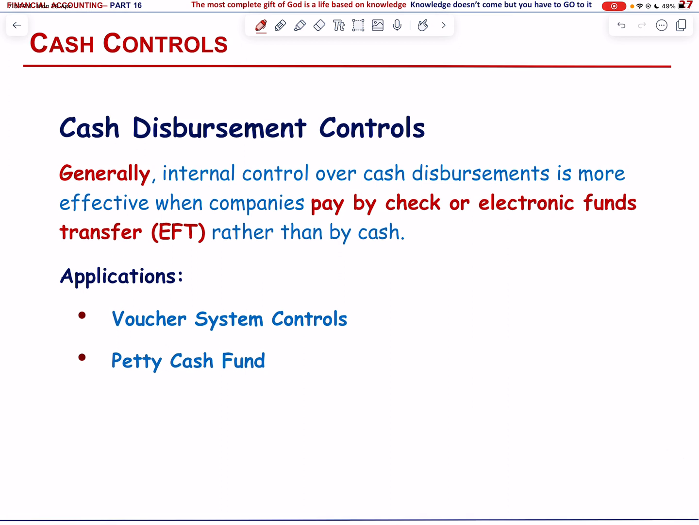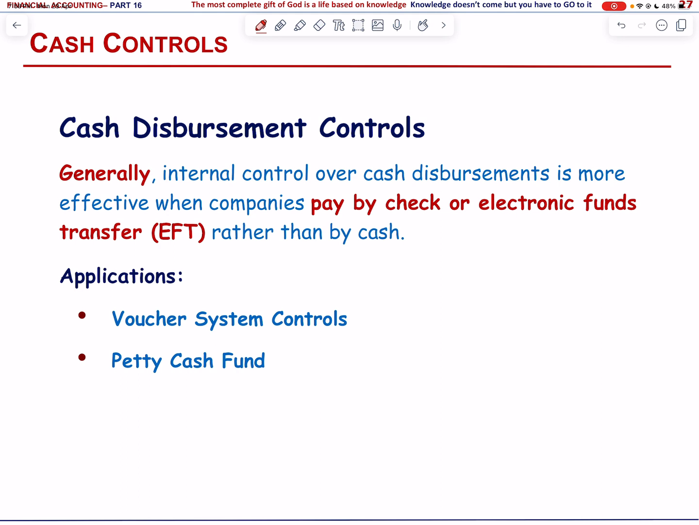Then cash disbursements controls are more effective with electronic or check payments instead of cash, for reasons like documentation. That is, electronic and check payments create clear records of the transaction, aiding in record keeping and audits. Authorization, these methods usually require approval before processing, reducing the risk of unauthorized transactions. Segregation of duties, different people are typically involved in approving, preparing, and authorizing these payments, preventing errors or fraud.